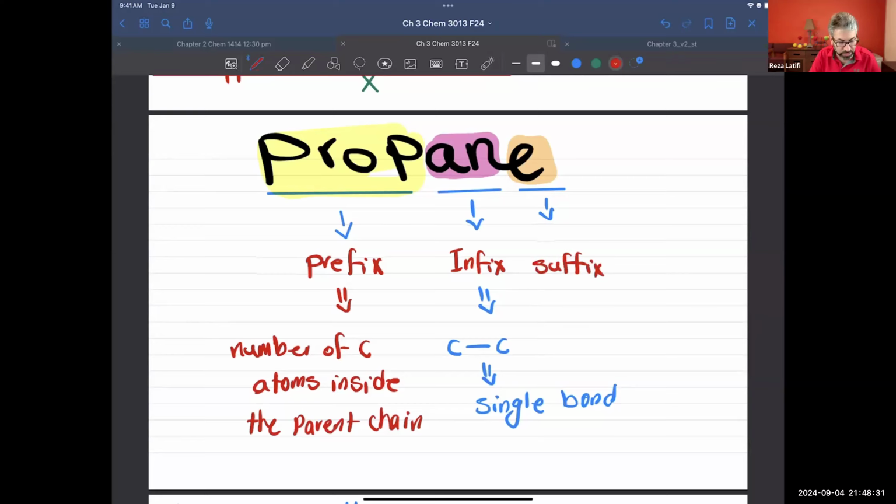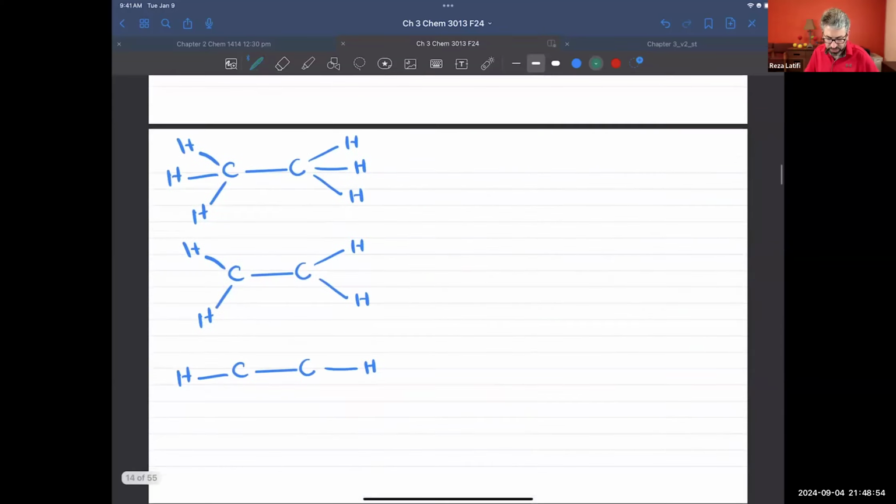This one is telling me that I'm dealing with a hydrocarbon. I have hydrogen attached to carbon, and my compound is made of hydrogen and carbon, or hydrocarbon. Okay, let's write some examples.